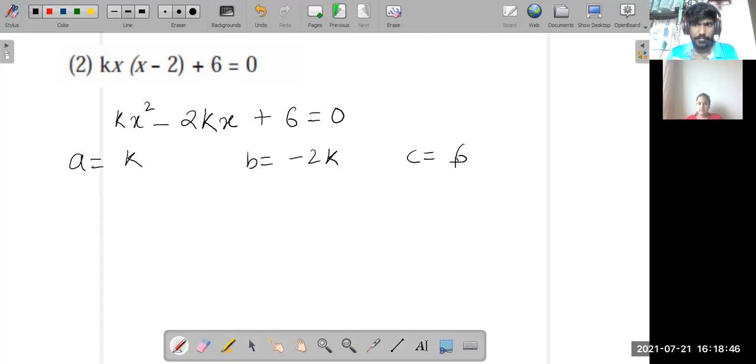Just like the earlier one. They are saying the roots are real and equal. That means you have to substitute: b square minus 4ac equal to 0. Substitute the values, find the value of k. And also don't forget to write the statement: since the roots are real and equal, b square minus 4ac equal to 0.